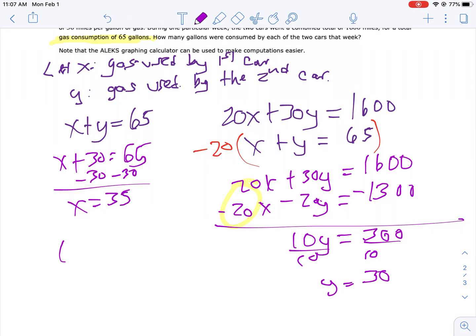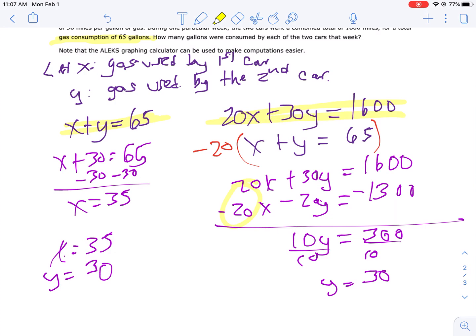So it should have been 35 for the first car and 30 for the second. I think you had those backwards when you typed them in. You typed in 30 and 35. Once again, could I have done this with my graphing calculator? Sure, we could have. I would have graphed x plus y equals 65 and 20x plus 30y equals 1600.